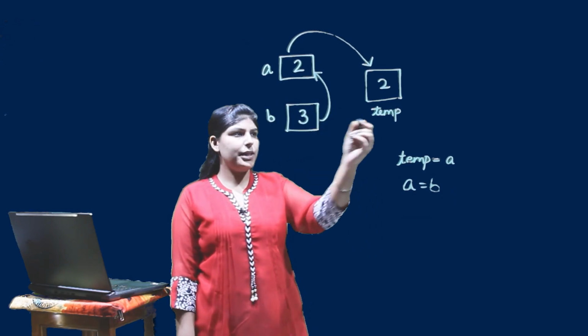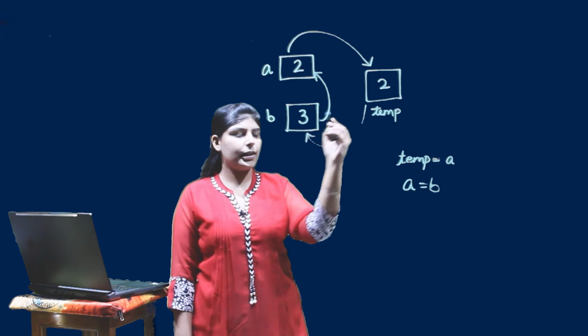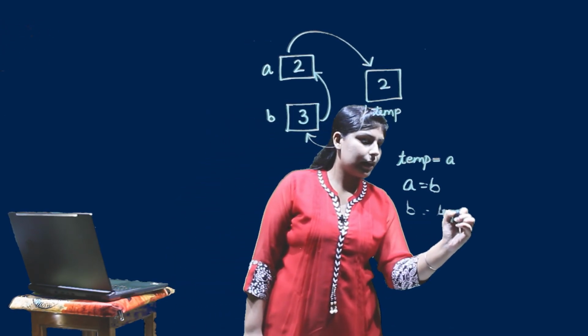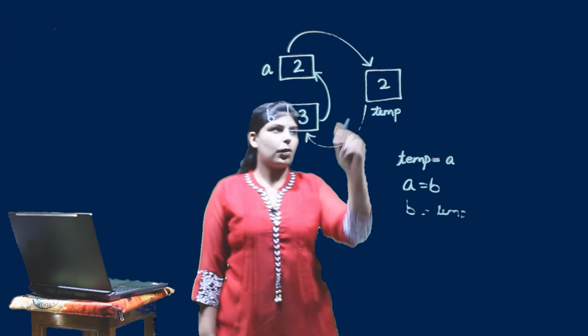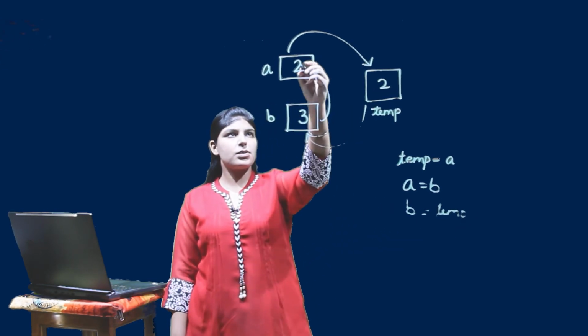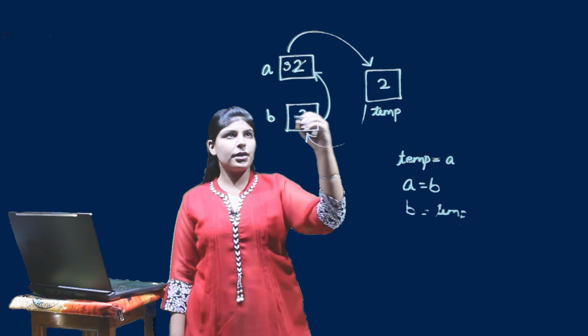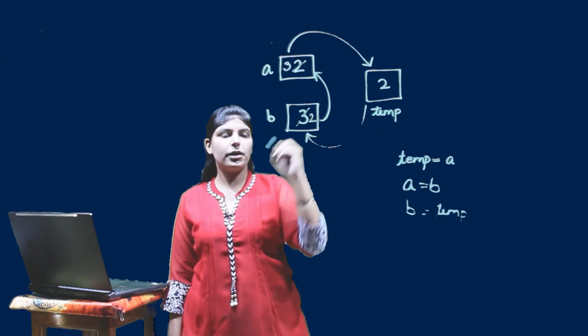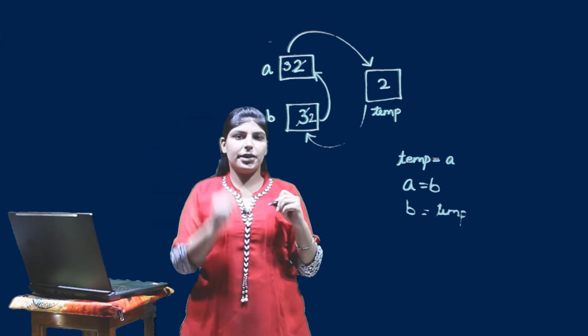Now in place of B, I can write the value of temp. So in place of B, I'll write the value of temp. Now the value 3 goes into A, so A is changed to 3. And then the value of temp goes into variable B, so here 2 is stored. Now we have swapped these two values.